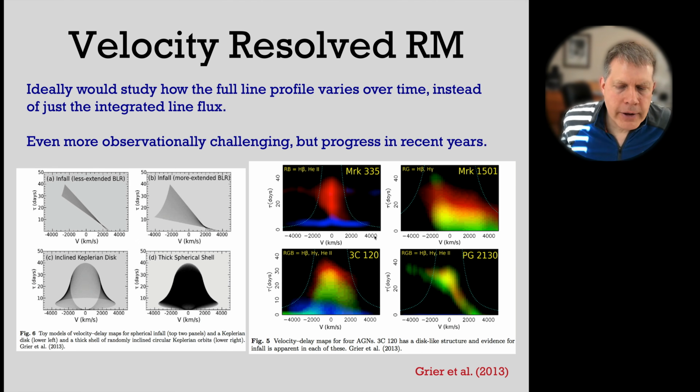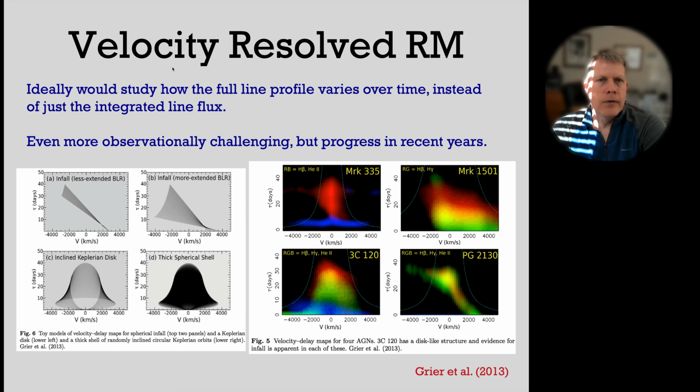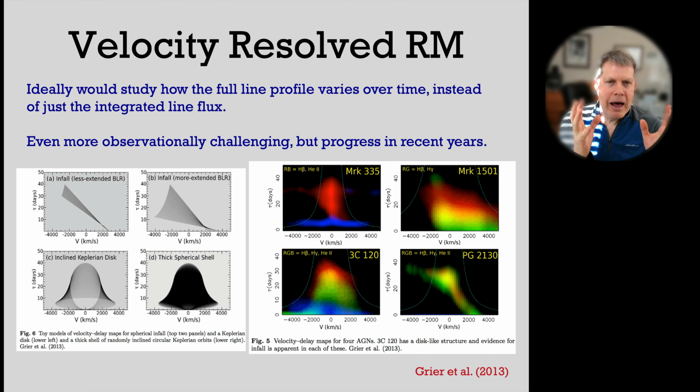Okay, the final thing I will say regarding this reverberation mapping goes to this idea of velocity resolved reverberation mapping, where here you don't just measure the integrated line flux and how that varies over time, but you also measure the full line profile and measure the flux in different segments of the line profile and look at how all of that varies over time in an attempt to deduce the underlying structure of the broad line region directly. Now, this is even more challenging than the reverberation mapping efforts with integrated line flux, but this has made very good progress in recent years.